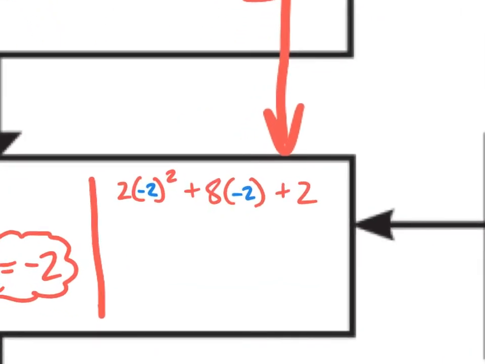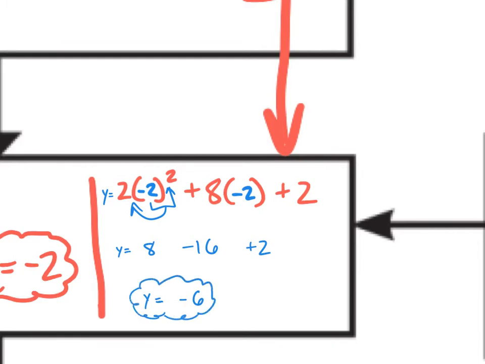When we do that here, negative 2 squared is 4. 4 times 2 is 8. Then we get a minus 16 plus 2. And when we put all this together, this is going to allow us to find our y-coordinate. Our y-coordinate is 8 minus 16, which is negative 8, plus 2, to get a negative 6.